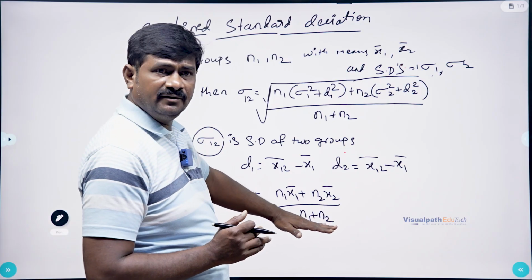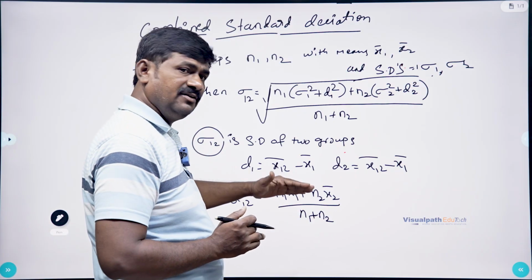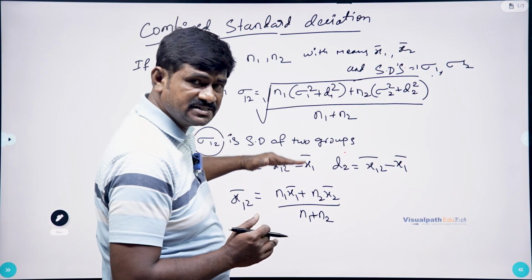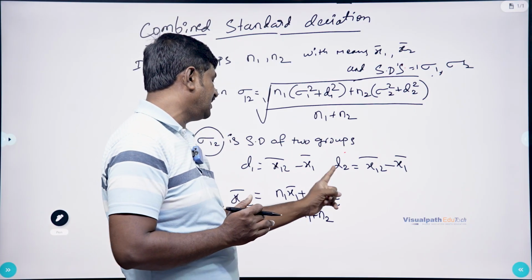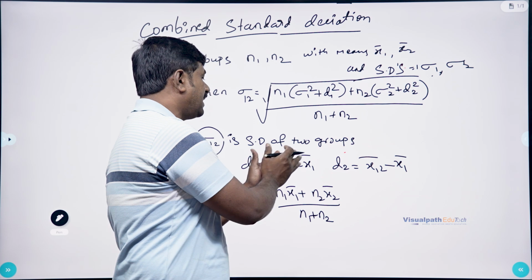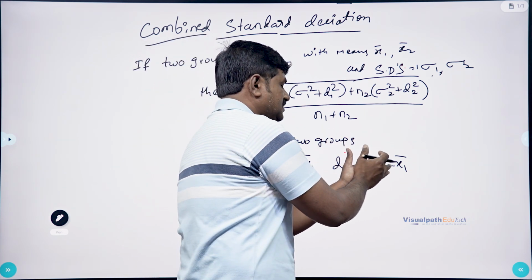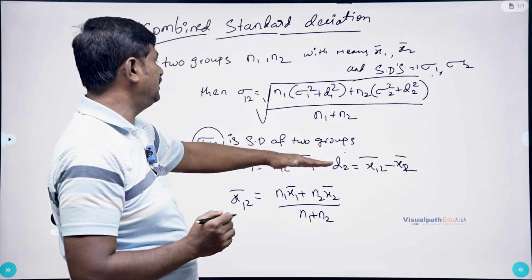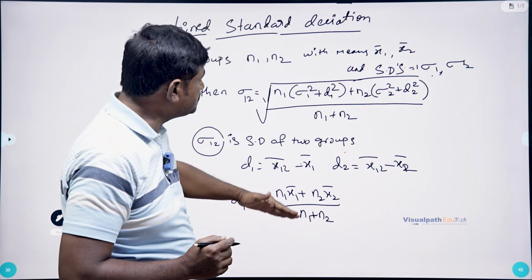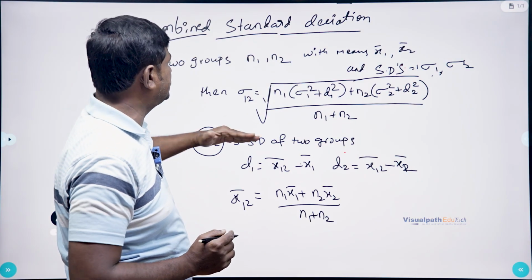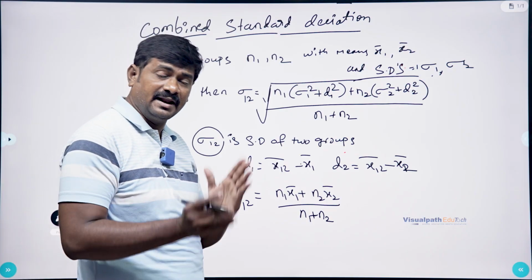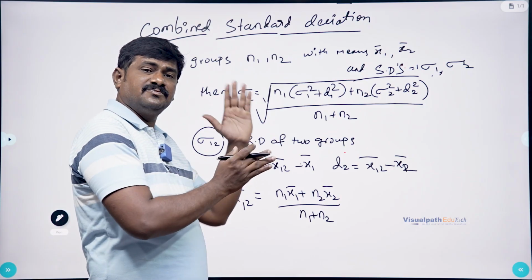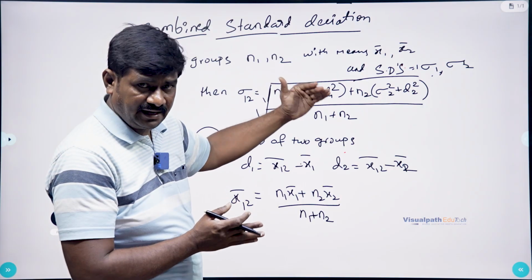So we can calculate this combined mean with the help of these observations, and afterwards we calculate the deviations of the individual means, that is d1 and d2: d1 is x1 2 bar minus x1 bar, and d2 is x1 2 bar minus x2 bar. By substituting these values into the formula, we can calculate the combined standard deviation. Similarly, we already calculated the combined mean, and this example is for the combined standard deviation.